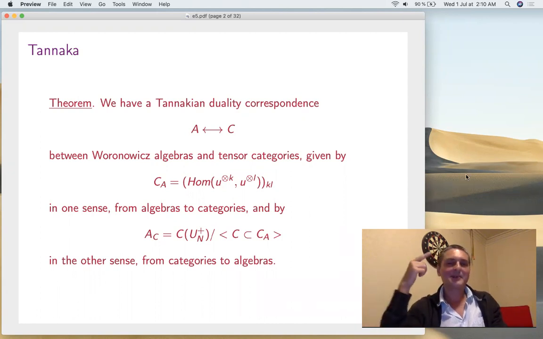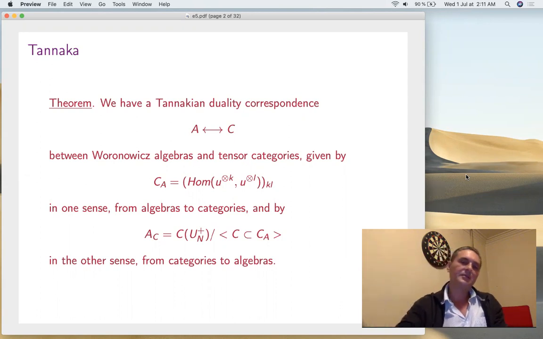So we did two things. First, we established this Tannakian duality correspondence between Woronowicz algebras and tensor categories. So in one sense, the correspondence is very simple. Associated to a Woronowicz algebra A are these hom spaces between the powers of the fundamental representation. So that's a category, obviously.